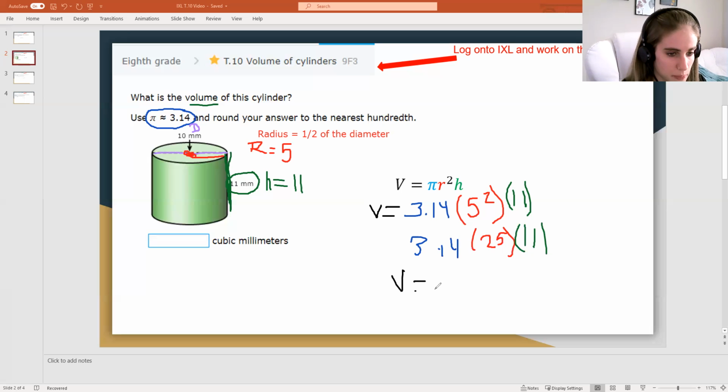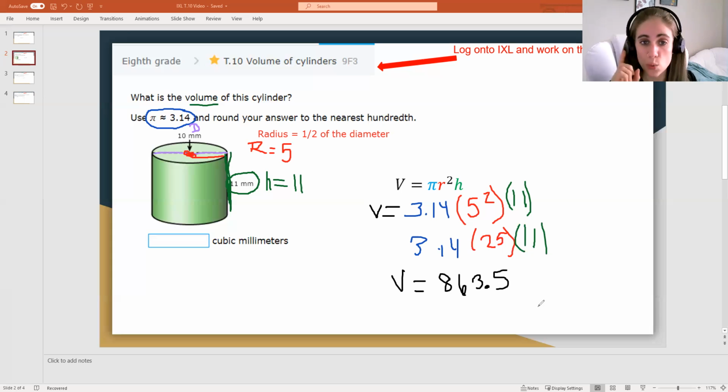Our volume is 863 and 5/10. Once again, double check your rounding. It wants us to round to the nearest hundredth. This one automatically is rounded to the nearest tenth, which means it's okay. It would just be an issue if we had to the thousandth, so 3 decimals or more, then we would have to round it. And once again, it's already labeled for us. So that's it, just type in that answer and you're set.